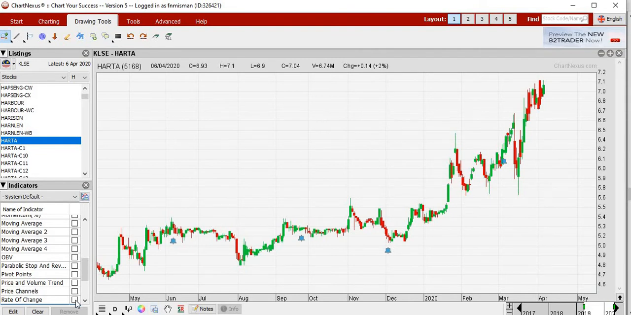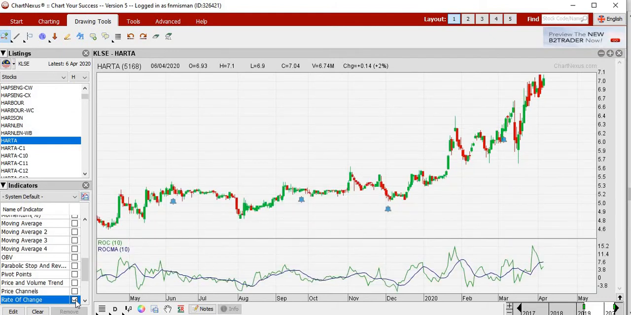First, you need to choose ROC from the indicator tab. In Chart Nexus, they provide not only the ROC, but also the ROC moving average. We can't delete it because by default they have already installed two types of ROC. The first one is ROC and the second one is ROC moving average. But don't worry, if you just want to use the ROC value, we just focus on the green point.